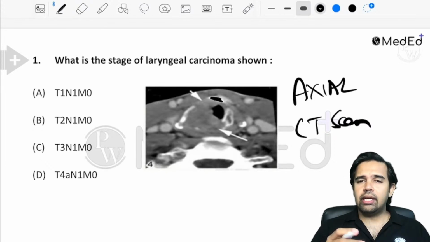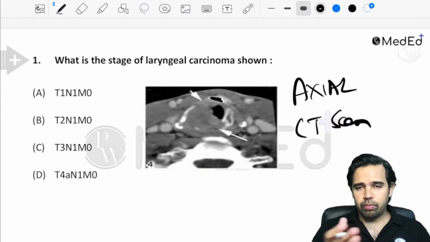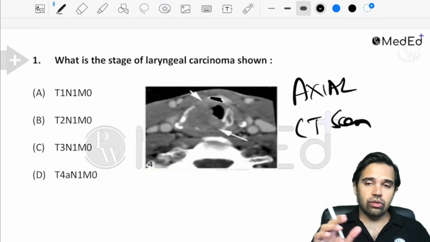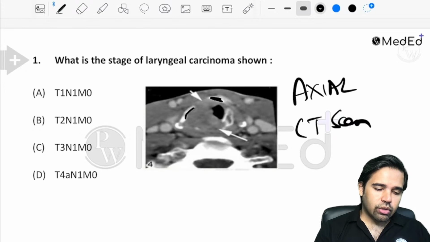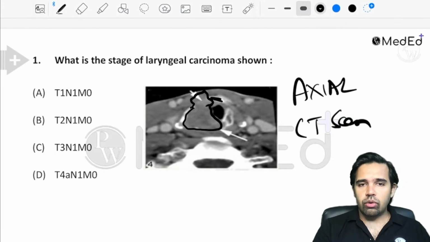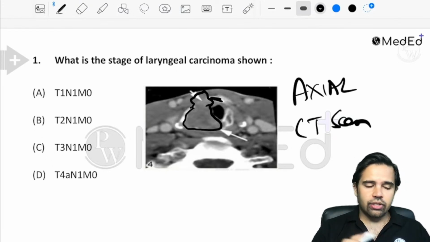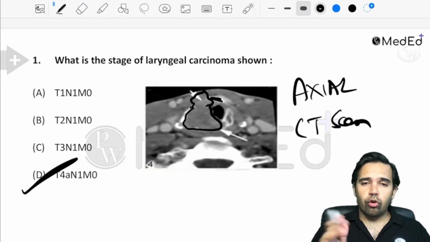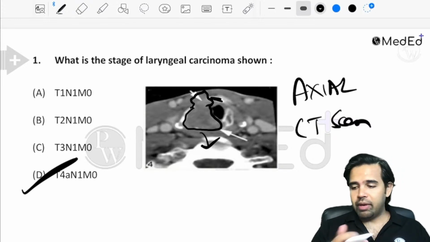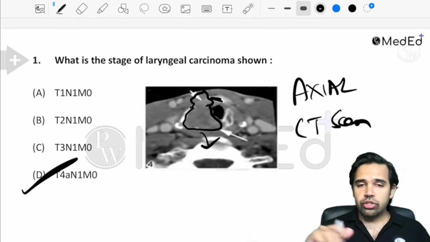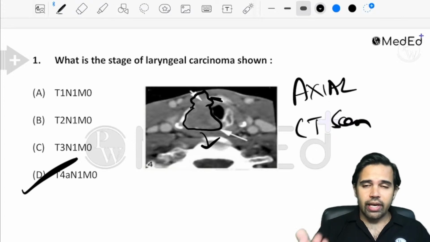But the moment T3 comes, there will be fixation and spread to more than one or two sites or subsites of the larynx. Here you can see that this whole laryngeal cancer has actually come out through the thyroid cartilage outside anteriorly. That's why this is a very straightforward T4A. T4B would be if there is prevertebral, paravertebral spread posteriorly, which is another extra laryngeal location. So T4A, N1, M0 would be the answer.